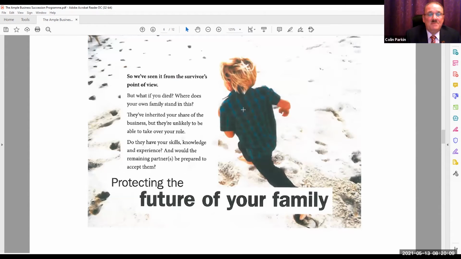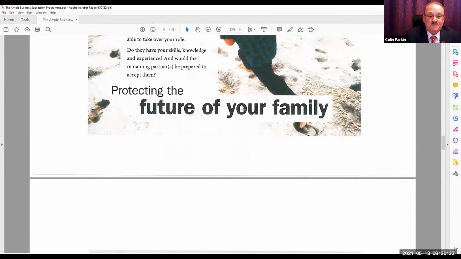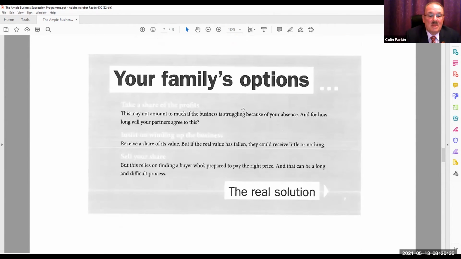So we've seen it from the survivor's point of view, but what if you died? Where does your family stand in all of this? They've inherited your share of the business. They're unlikely to be able to take over your role. Do they have the skills and knowledge and experience? And would the remaining partners be prepared to accept them? So protecting the future of your family is also important.